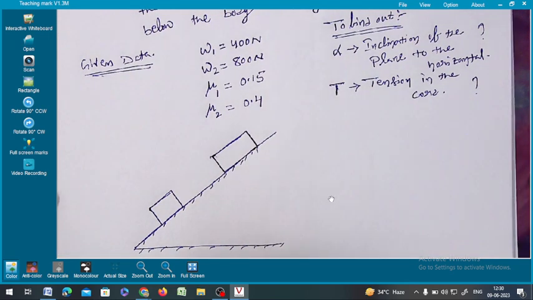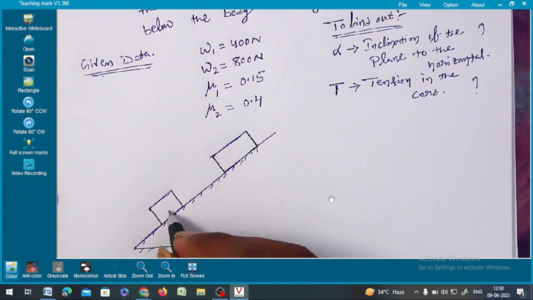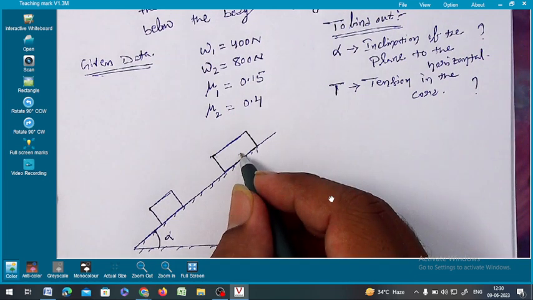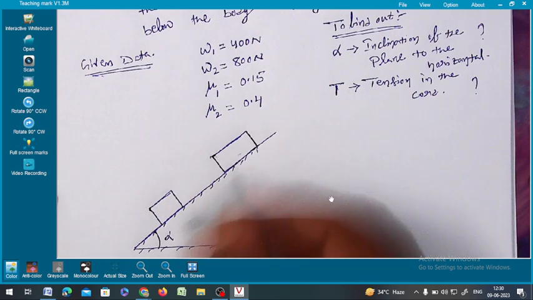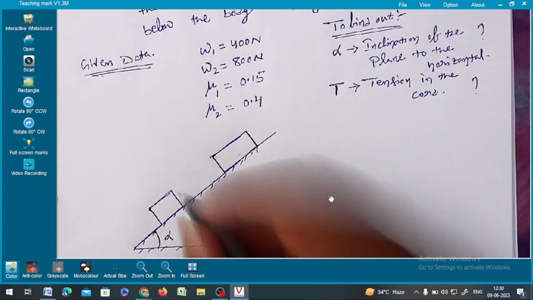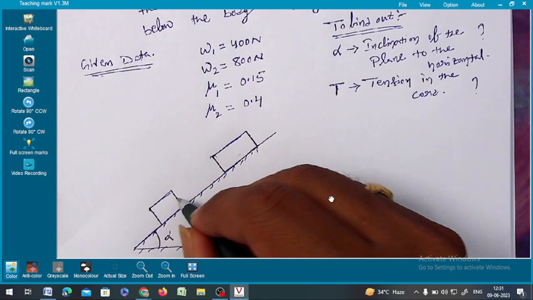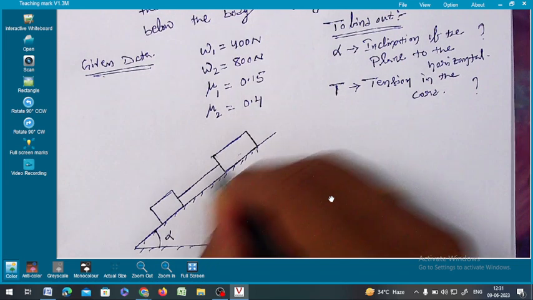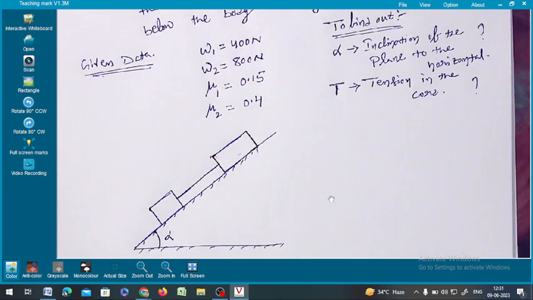The body of 400 Newton is below the body of weight 800 Newton. So which weight is 400 Newton? What is the weight of this body? 400. And what is the weight of this body? 800. As given in the question, the body of weight 400 Newton is below the body of weight 800 Newton. And it is connected by what? Cord. And this cord is parallel to the inclined plane. This is also given in the question.